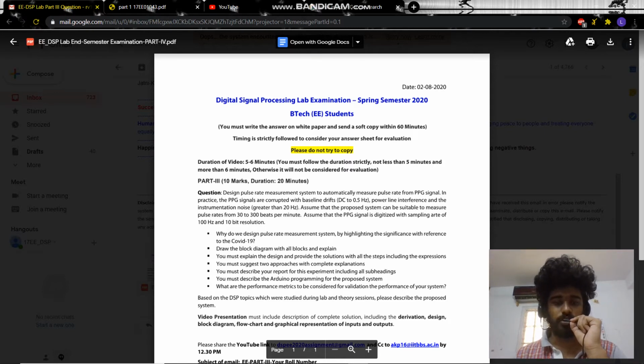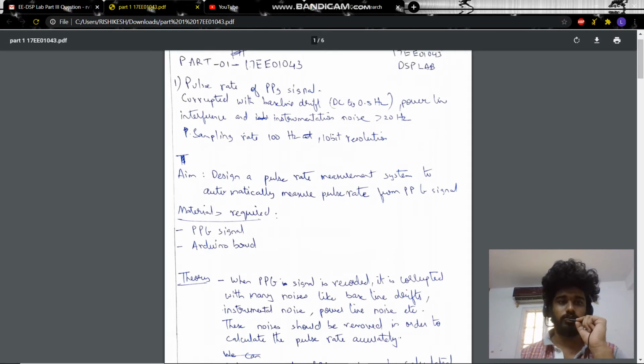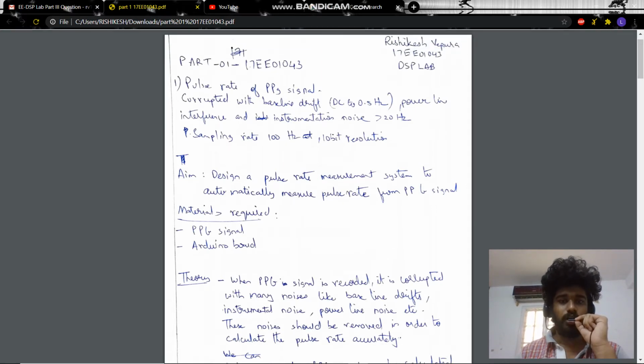Now let us check how to find the pulse rate from a PPG signal. I will be sharing the report with you. So this is the report. Our aim is to design a pulse rate measurement system to automatically measure the pulse rate from a PPG signal. The materials required are the PPG signal and an Arduino board.